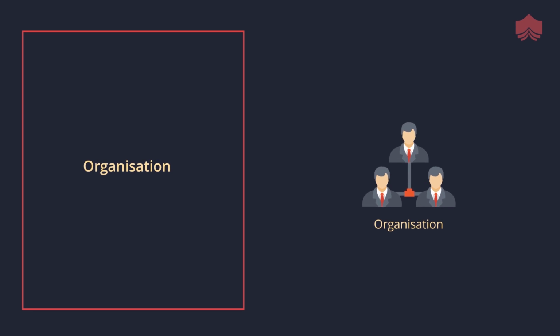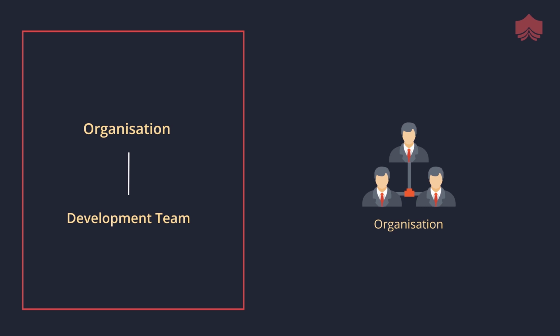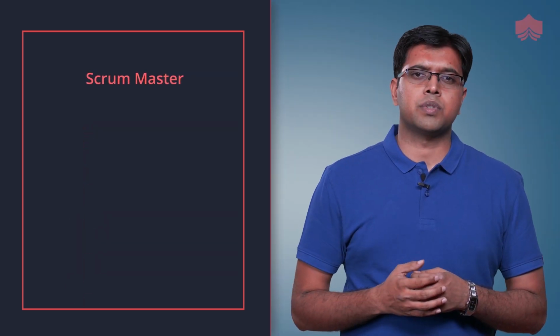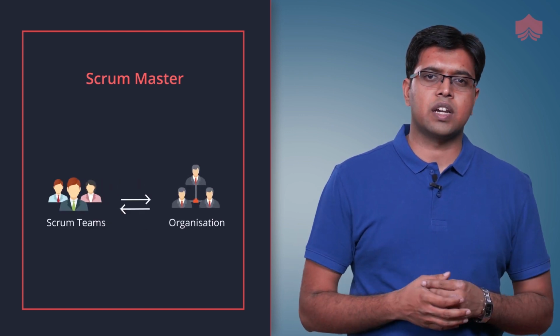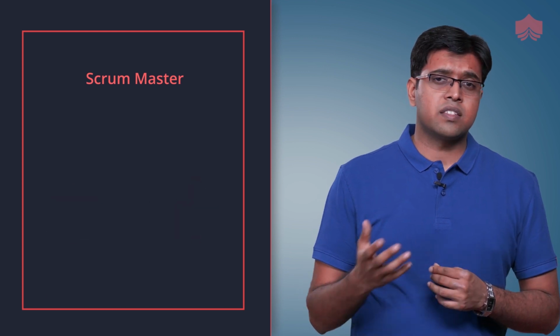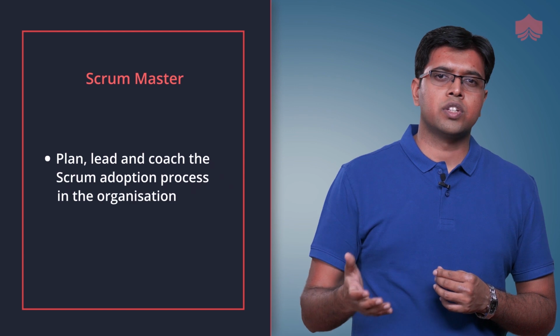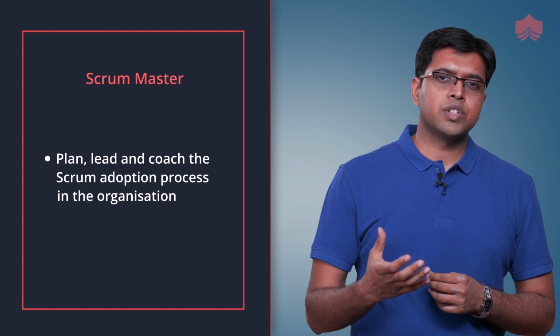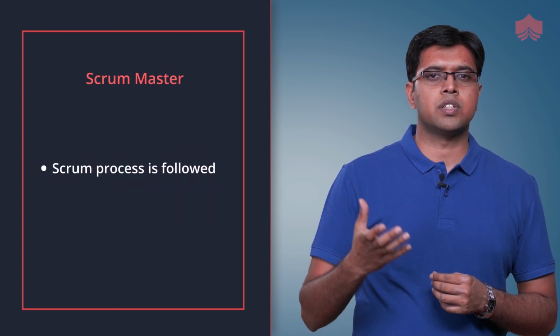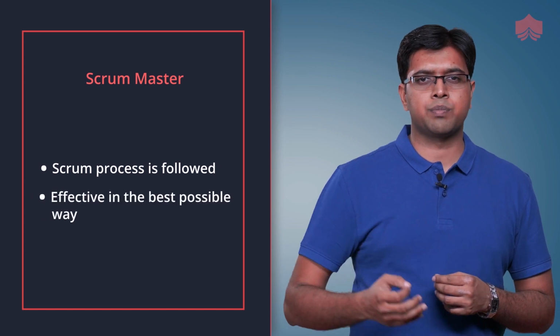For the organization, there might be parts of the organization which have to interact with the development team. And since they are oblivious to Scrum, they may not understand which of their interactions are best suited for the Scrum team. This is where the Scrum Master comes into the picture. They help the organizations create a bridge between Scrum teams and parts of the organizations which do not employ Scrum. At the same time, they help plan, lead, and coach the Scrum adoption process in the organization. That's a Scrum Master. They are masters of the Scrum process. They make sure that the Scrum process is followed and that it is effective in the best possible way. We usually say that the Scrum Master provides a safe environment for the development team to do their work.